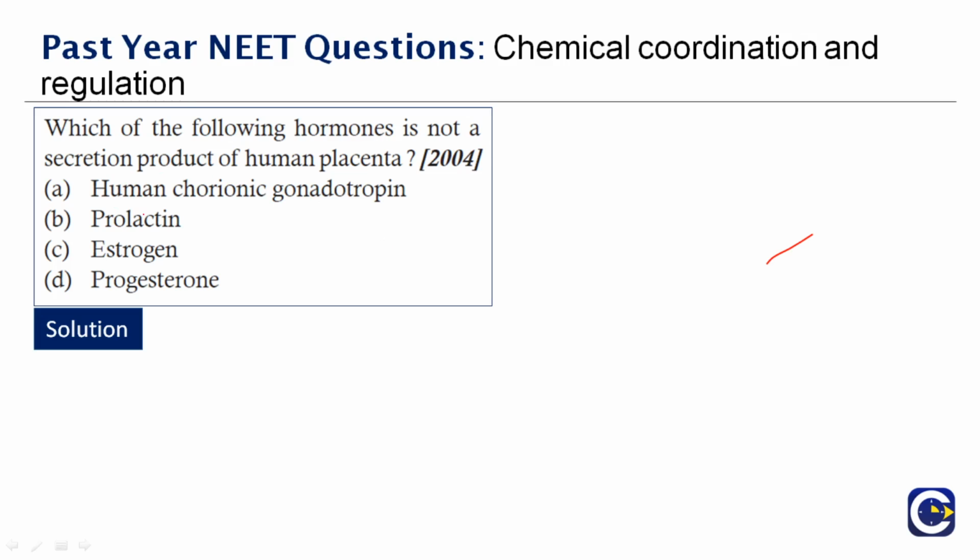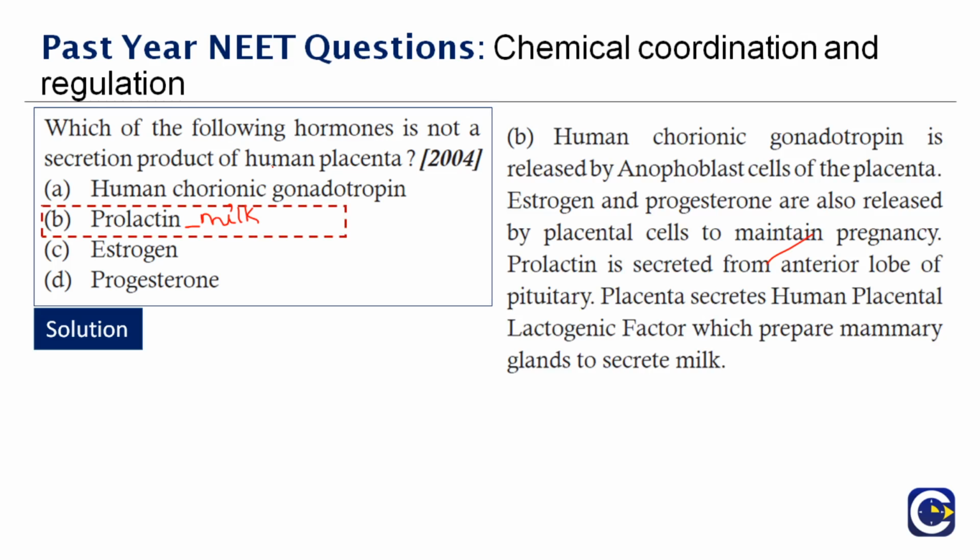Now, if you see prolactin, it is associated with milk. That is the one thing which is not from the human placenta, while HCG, estrogen and progesterone all are. Prolactin is secreted from the anterior lobe of the pituitary, and the placenta secretes human placental lactogen, which prepares the mammary glands to secrete milk. So prolactin is not from the human placenta, it is from the pituitary gland. Therefore, the right answer to this question is option B.